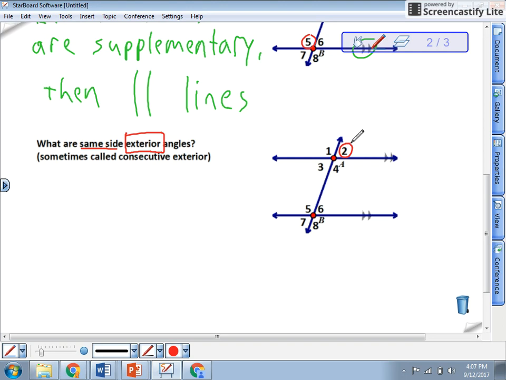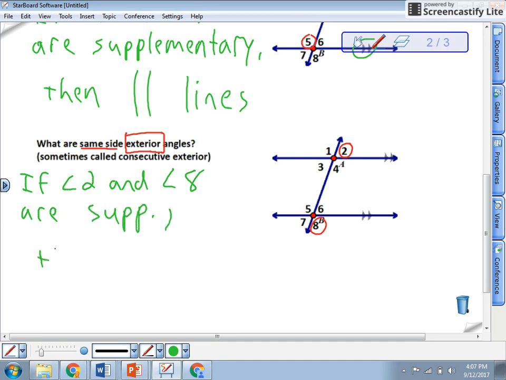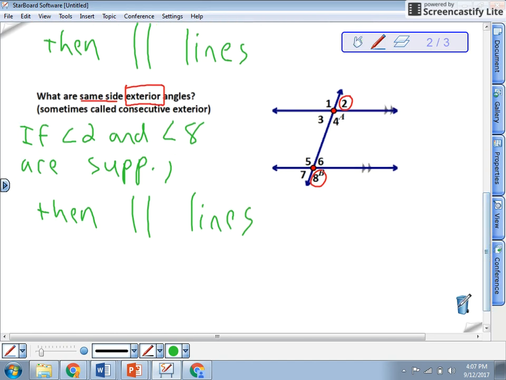What would be the same side exterior as 2? That would be 8. So if angle 2 and angle 8 are supplementary, I'll just abbreviate, then we have parallel lines. So if you find that they are supplementary, you can then say that the lines are parallel, because that's what this lesson is all about, proving parallel lines, and that's how you can do it.